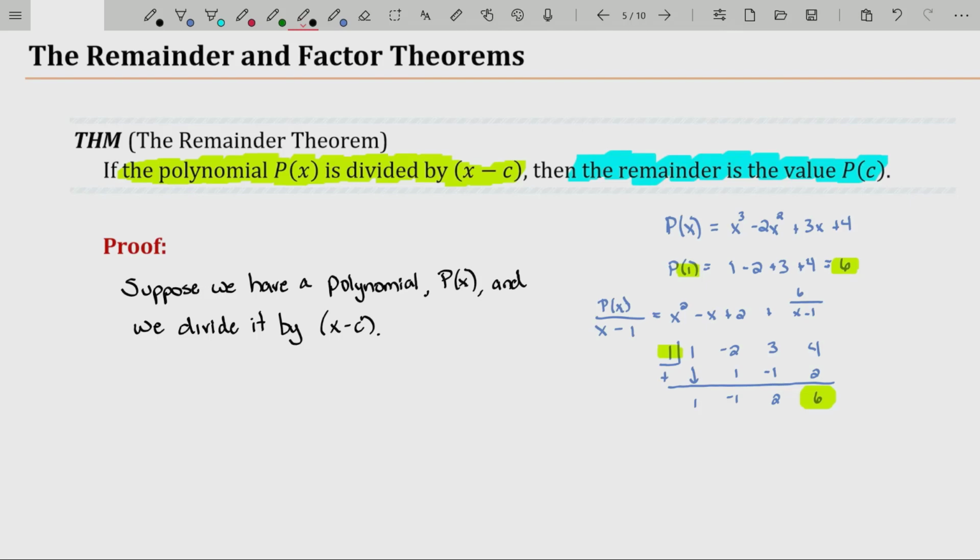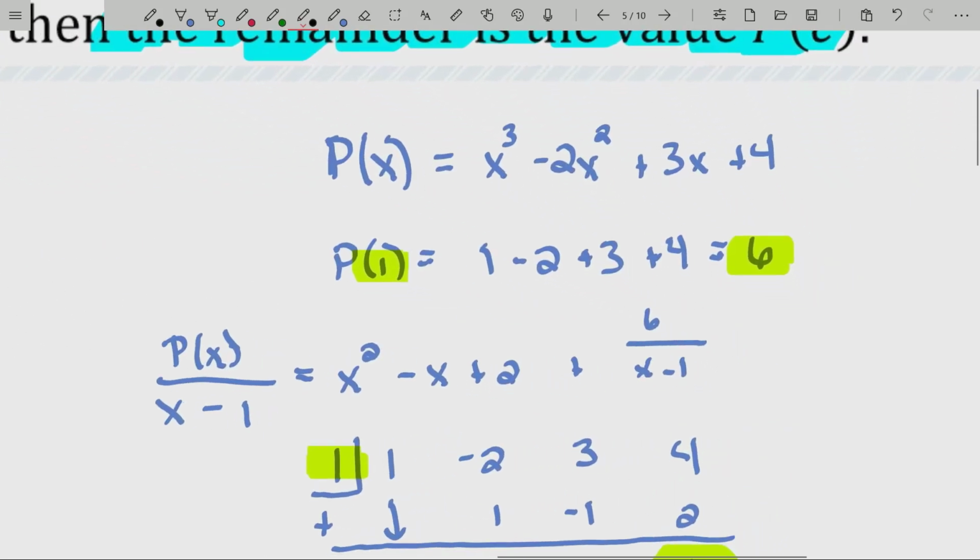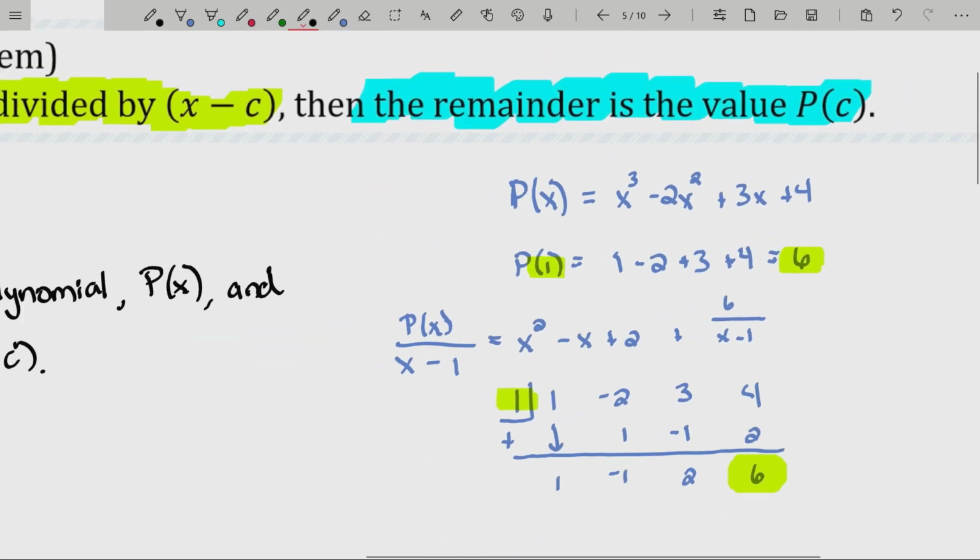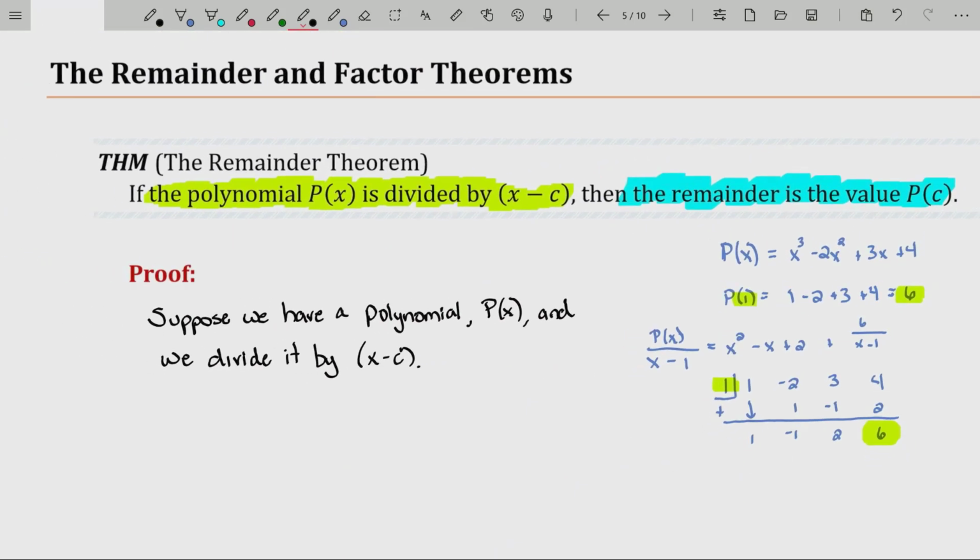Now our goal is to say somehow via deductive logic that the remainder must be p of c. As with any proof, you cannot just grab an example and say, see, it works, because that shows it works with this one example. You want to show that that logic works with all polynomials and all divisors x minus c. So let's go ahead and keep it general here.